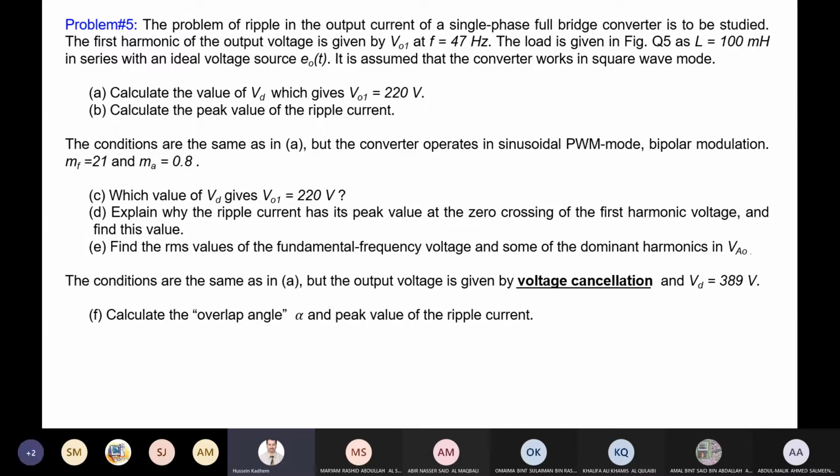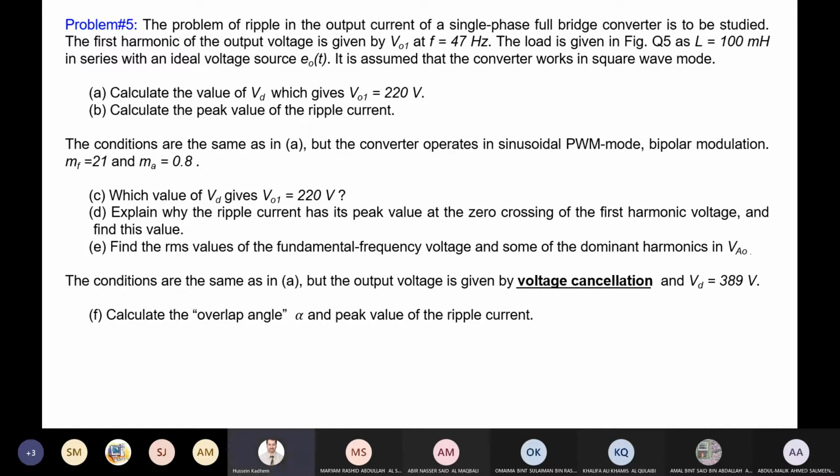Single phase full converter. When we say full converter, it means 2 legs, 4 switches. And also we're talking about the VD. Now it's not VD over 2, it's not half bridge, it's full bridge. The first harmonic of the output voltage is given by VO1 at a frequency which is 47. So this is a fundamental frequency F1.